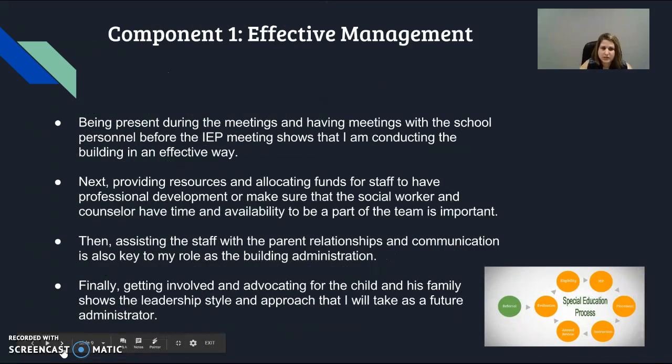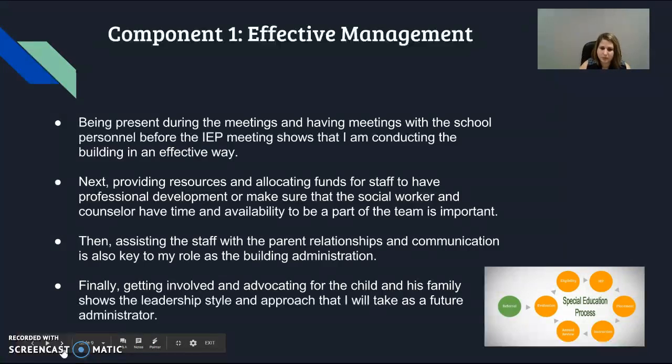Effective management. As a building leader, you have to be present and engaged in all meetings. You have to provide the resources and funding. That's on the administrator, making sure that if we're going to say we need an extra paraprofessional because the special education teacher can't be there to pull him out during those aggressive times, do we have the resources? Do we have the people available? How is this going to work, and how does this affect all the other programs in a school building?